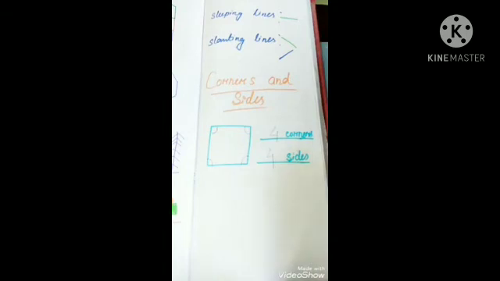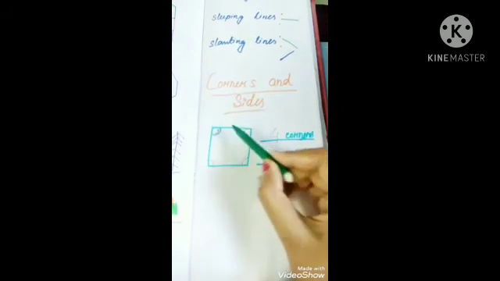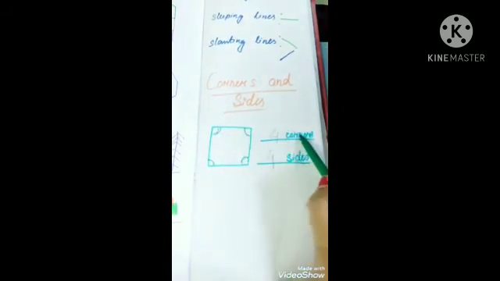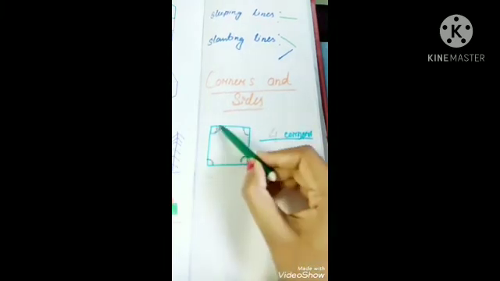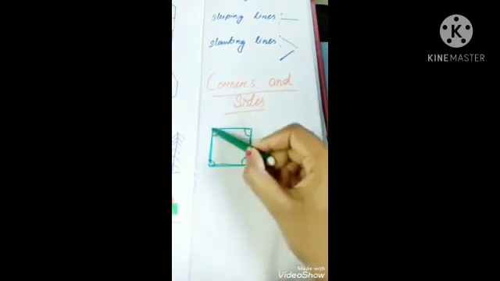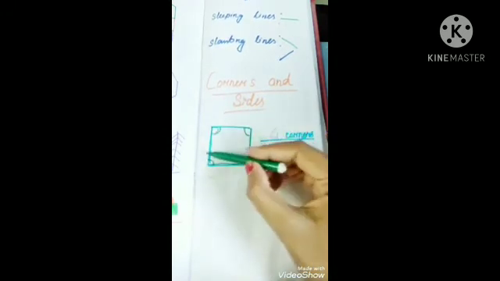So here you can see corners. First of all, corner means what? Corner means where two sides meet. So you can see these curved lines. These are the corners. So here 1, 2, 3, 4 corners. A square has 4 corners and 4 sides. Side means this line segment. This one, 1, 2, 3 and 4. So 4 line segments.